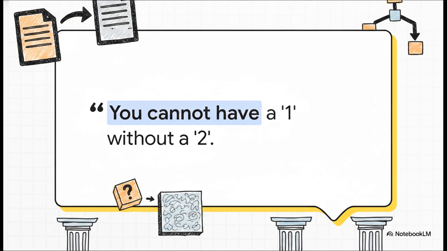I want you to treat this rule of hierarchy like an immutable law of physics. You cannot have a 1 without a 2, meaning if you have a level 2 heading labeled 2.1, you absolutely must have a second level 2 heading labeled 2.2. If you only have one single subpoint, it shouldn't even be a heading. It should just be baked into the text of the section before it. Don't go creating a whole new category for just one item.